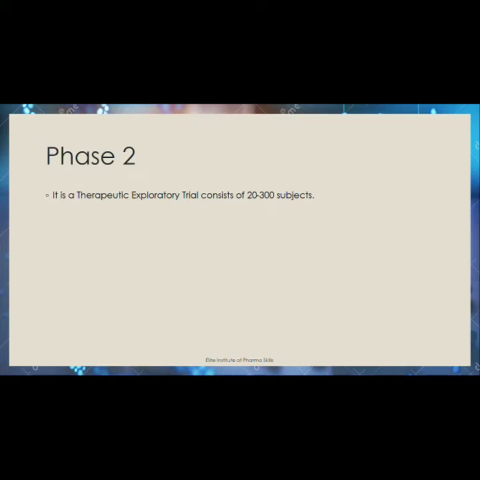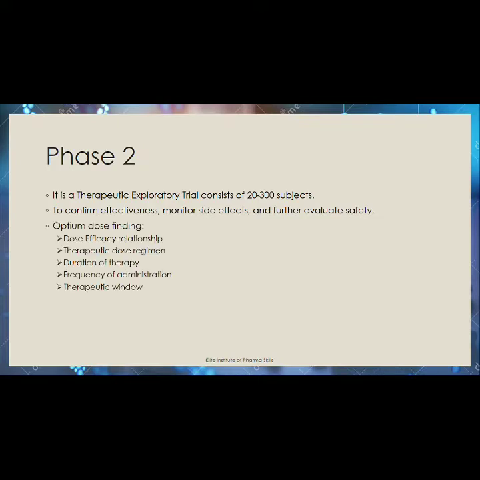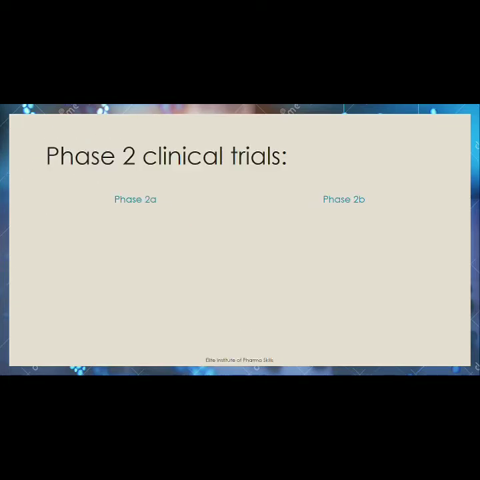The objective behind phase 2 is to confirm effectiveness, evaluate safety data, monitor side effects, optimum dose finding, dose-efficacy relationship, therapeutic dose regimen, duration of therapy, frequency of administration, and therapeutic window. Phase 2 is also divided into two phases, phase 2A and phase 2B, where phase 2A is designed to assess dosing requirement. It means how much drug should be given.